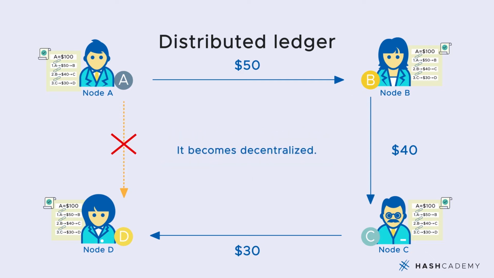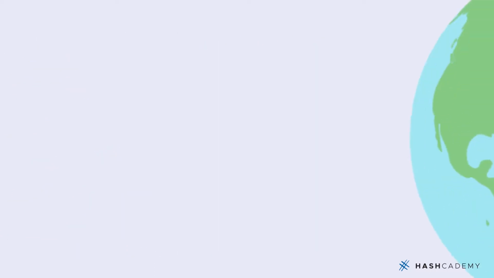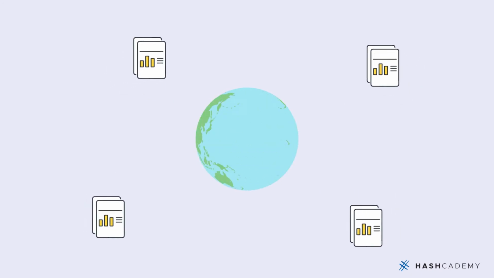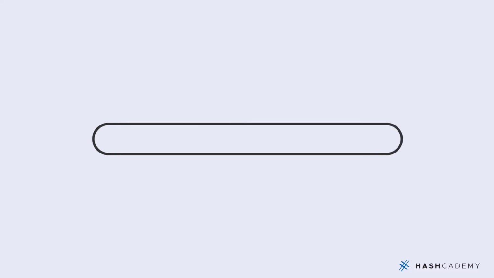So that sounds great, but if you think about it, we've created a new problem with this structure. Because now we have various copies of the ledger on the network, and therefore we need to ensure that all the participants see the same version of the ledger. This leads us onto our third principle, which is the concept of mining.